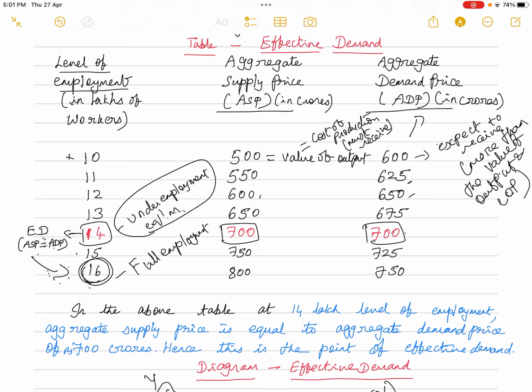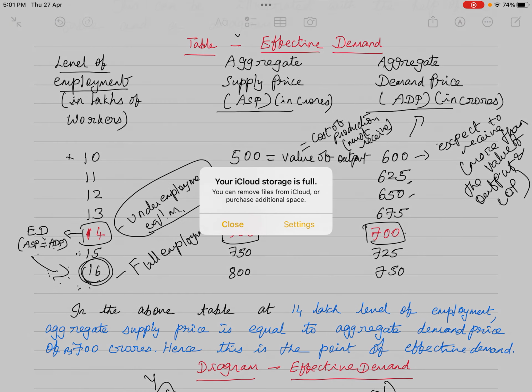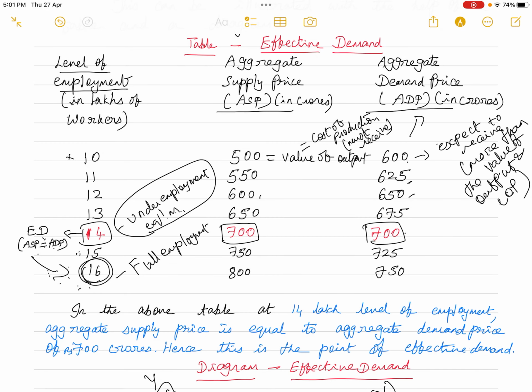So now if you have to increase the level of employment, the producers are not willing to employ, because you can see that whatever they are expecting to receive, they are not receiving. So initially they expected 600 crores, they did not receive it, they received only 500 crores. Next, at 11 lakhs labor force, they expected 625 crores, but they were receiving only 550 crores. So like that, when the producers are not receiving what they expect, then they will not employ.